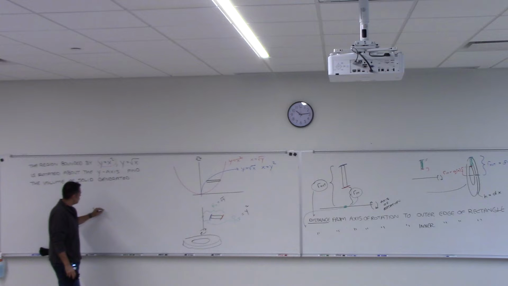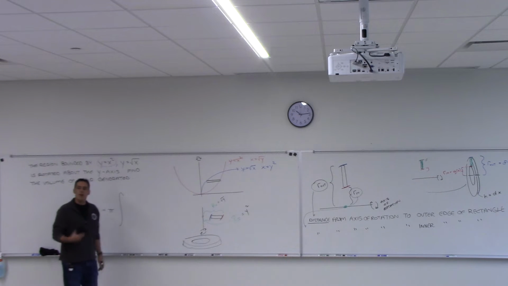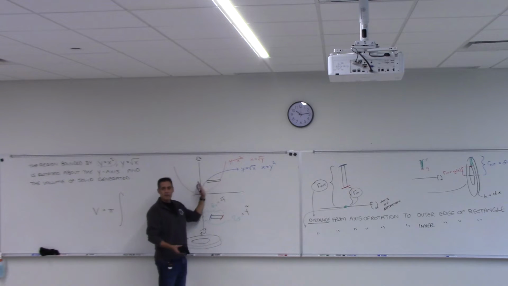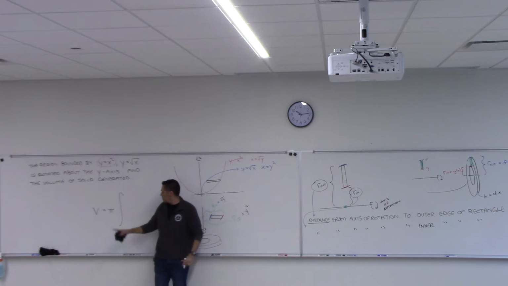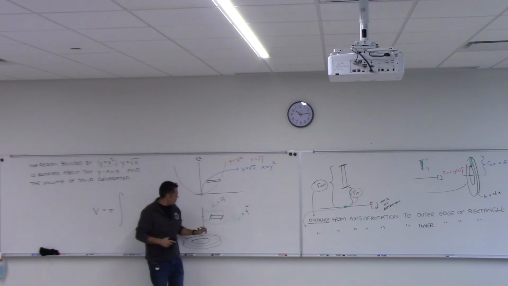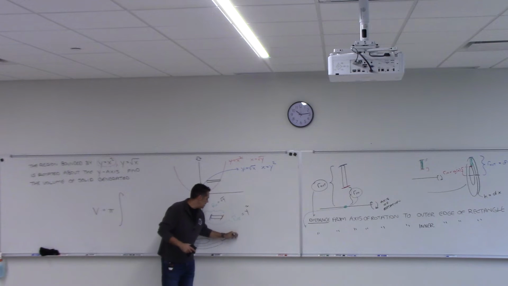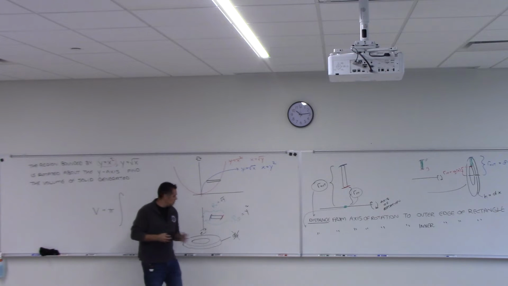So my volume should be pi, integral, where to where? Is our rectangle moving left and right? No, our rectangle's moving up, right? It's moving down, up, like this. So these limits of integration are going to be limits that we have on y, not x. And our thickness, right? The thickness of this thing is not dx, it's what? dy, because it's the y that's changing. So this is going to be dy.